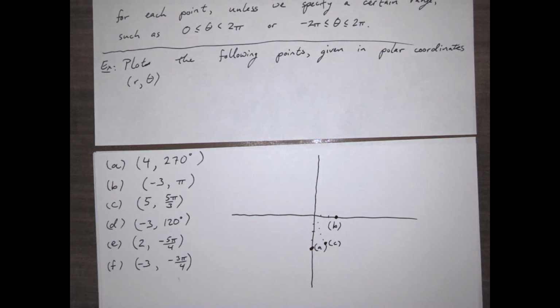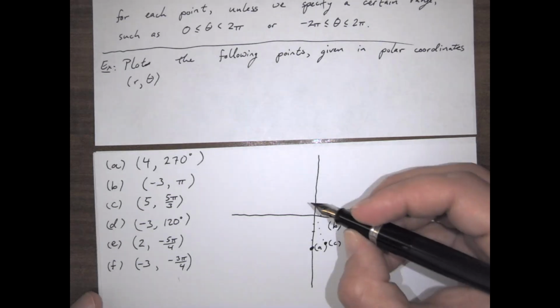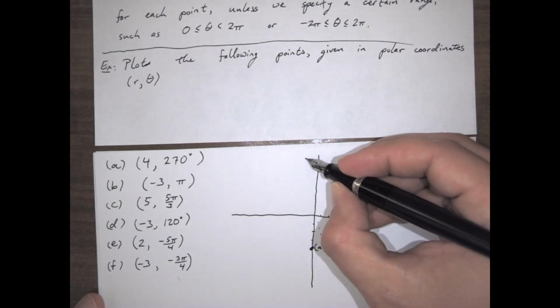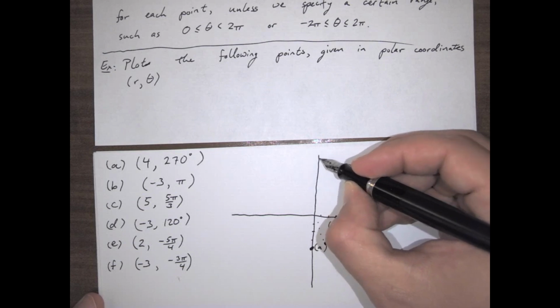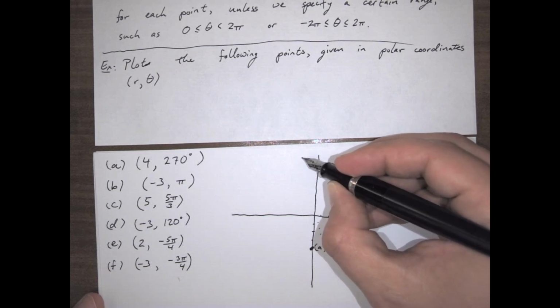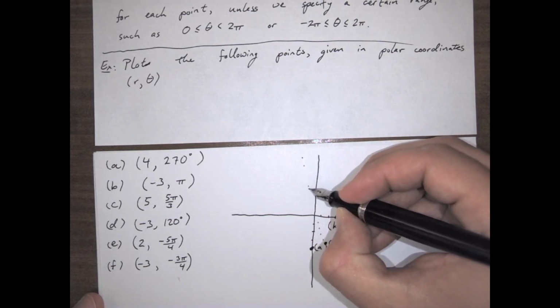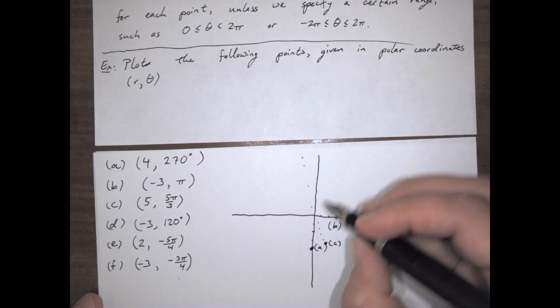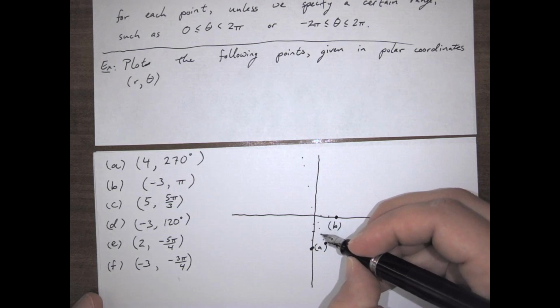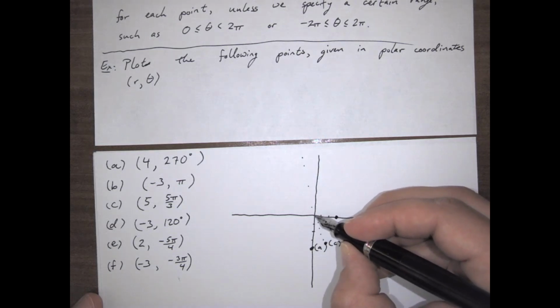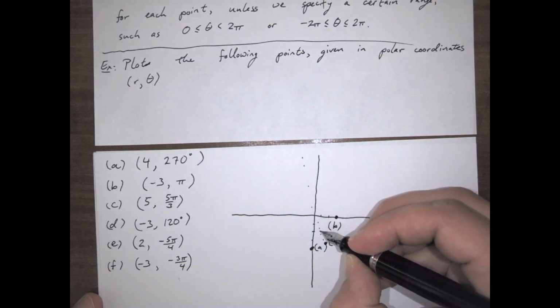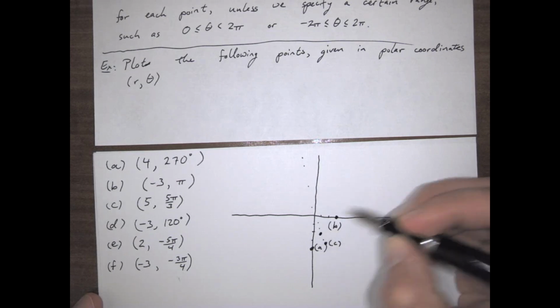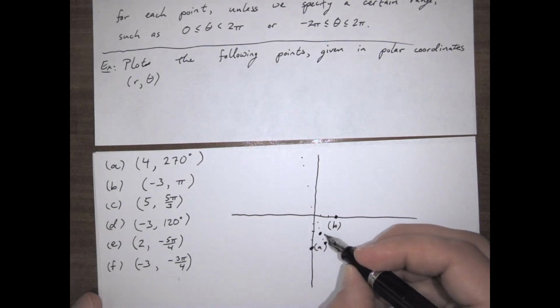Okay. D. So 120 degrees, which is going to be over here, and -3. So notice that this is actually the same direction as this one down here. It's just we are going to be stepping in the negative direction. So we actually have 1, 2, 3. So right here is actually where D is going to be.